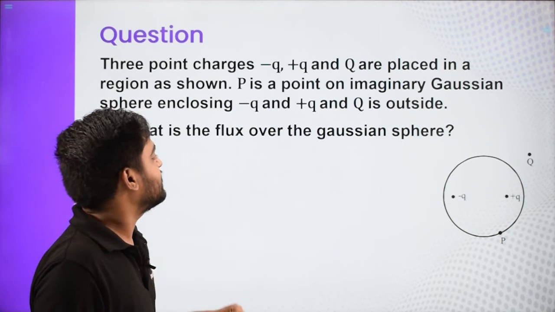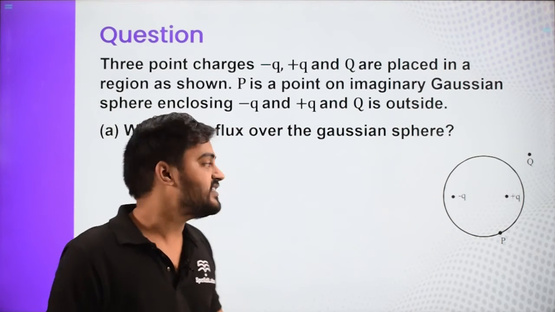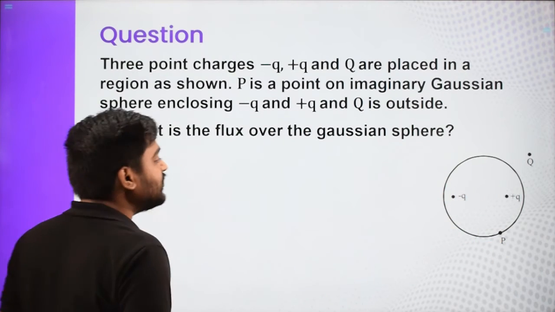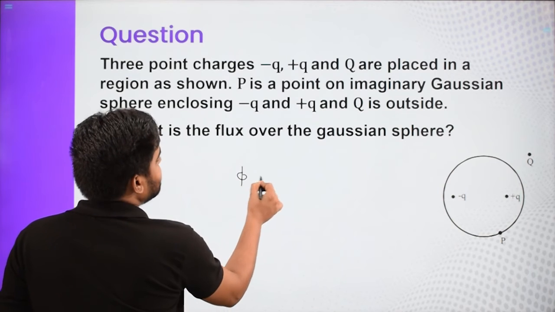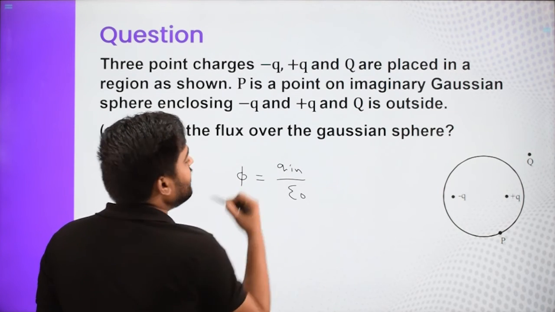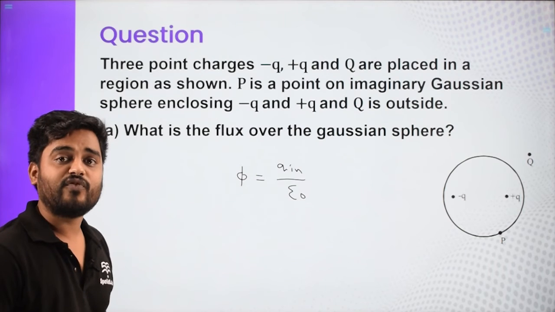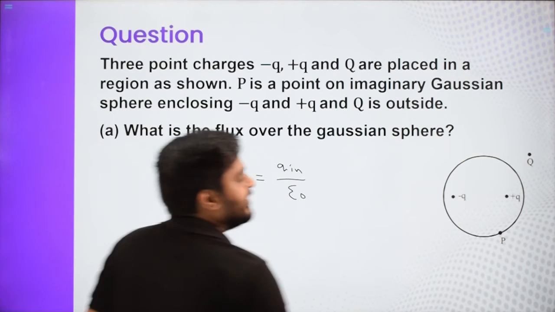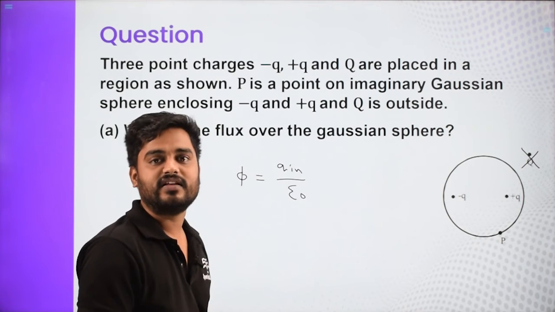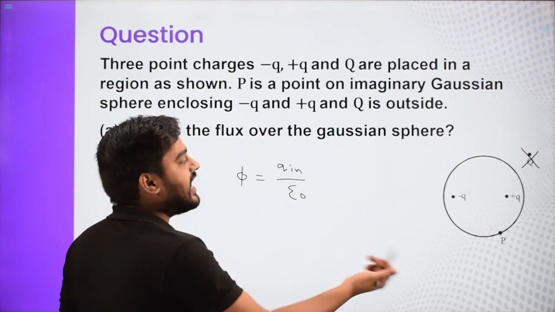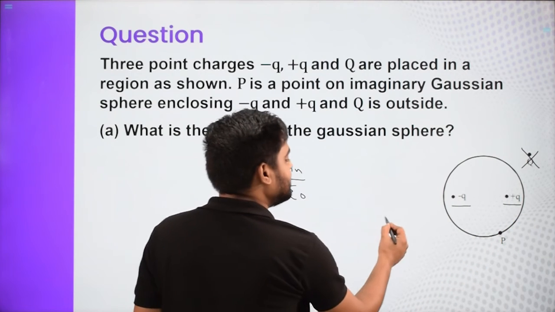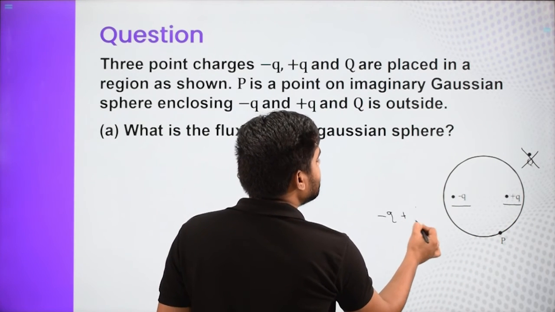The first question is, what is the total flux over the Gaussian sphere? We will say the total flux is nothing but Q in by epsilon naught. Q in is the algebraic sum of all the charges present inside. So capital Q does not play any role because it is not inside the closed Gaussian surface. It is lying outside. Now the algebraic addition of these two is minus q plus q.